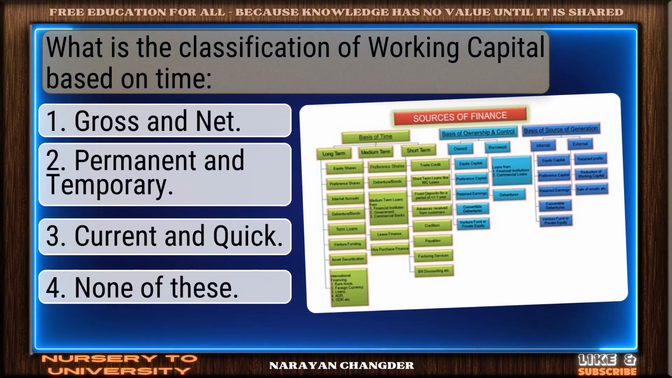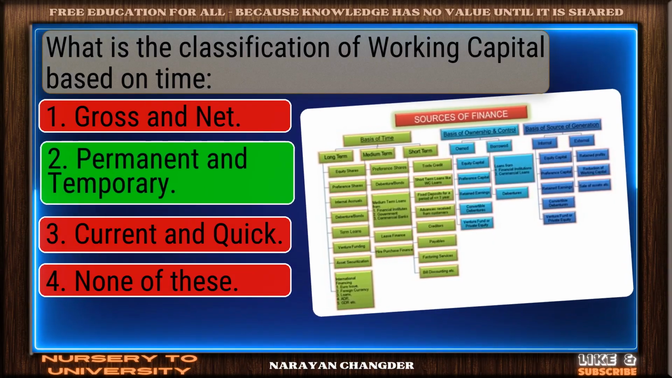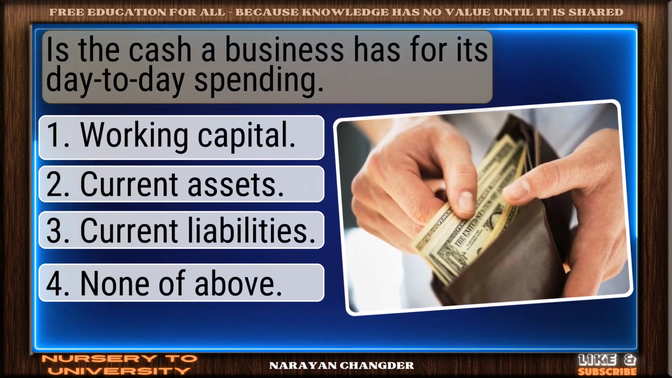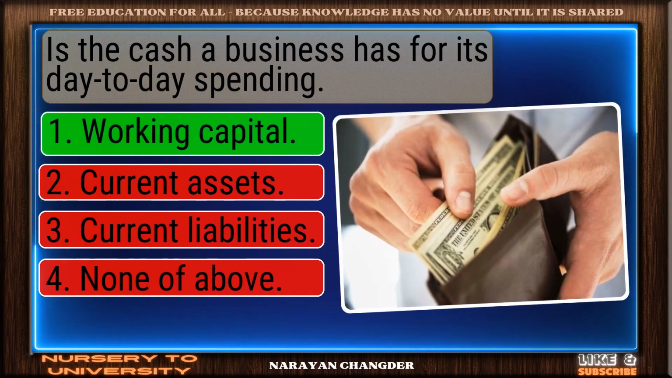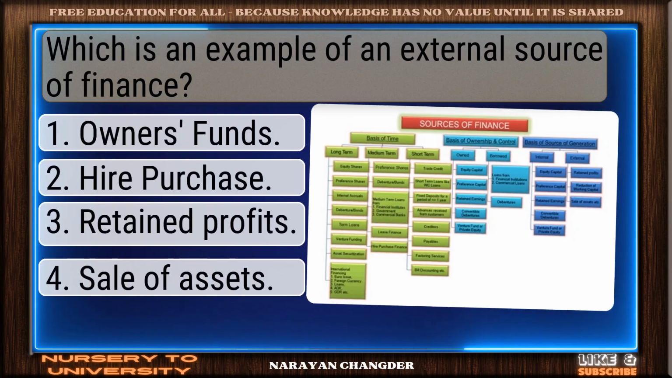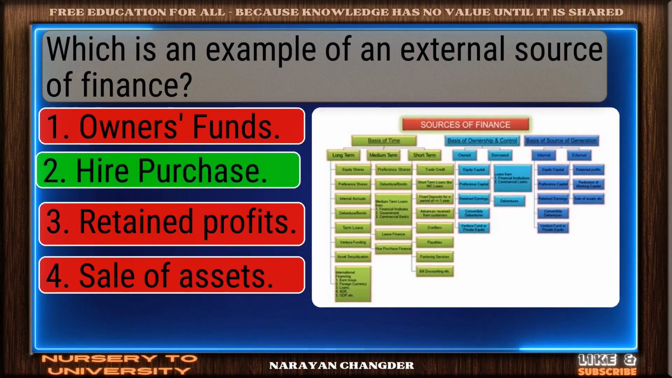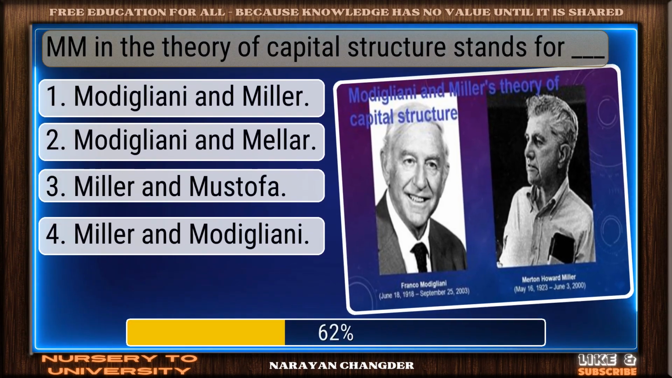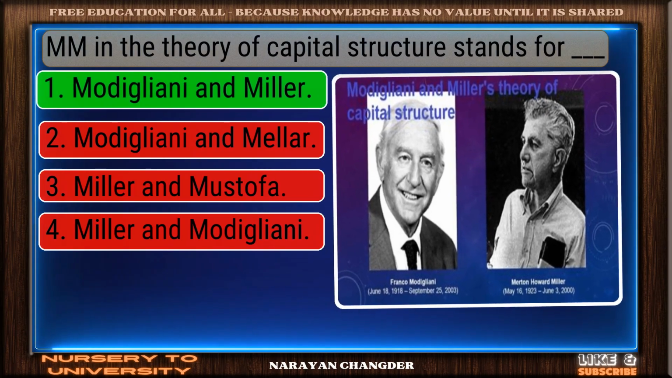What is the classification of working capital based on time? Nice work. You chose permanent and temporary, and it is correct. Is the cash a business has for its day-to-day spending? Perfect. Working capital is the correct choice. Which is an example of an external source of finance? Nicely done. Hire purchase is a solid answer. In the theory of capital structure, MM stands for dash. Perfect. Modigliani and Miller is the correct choice.